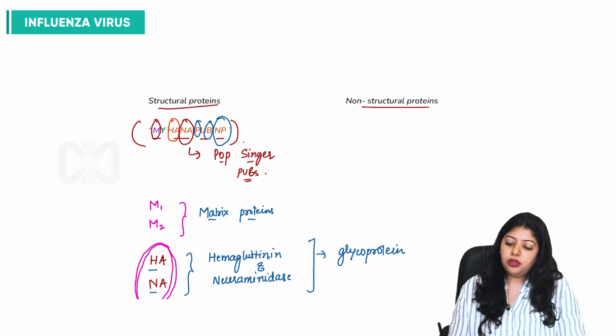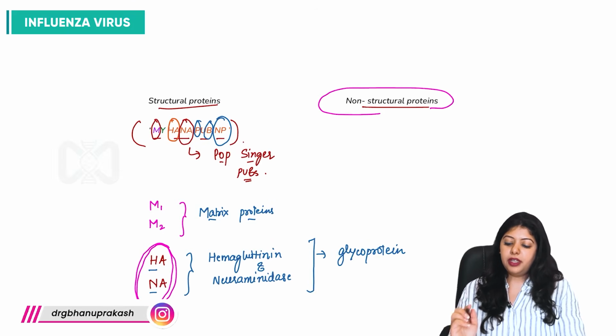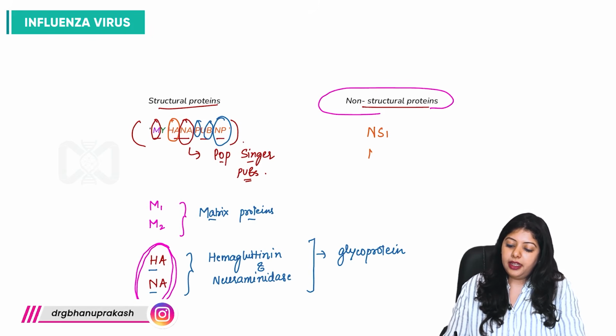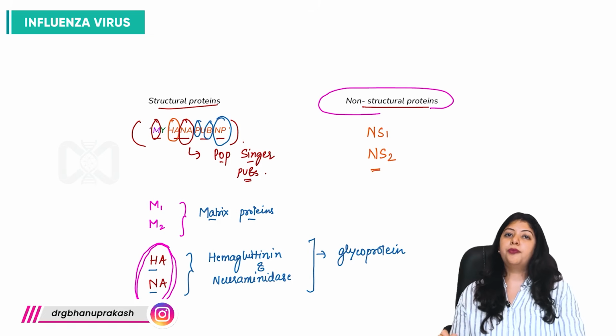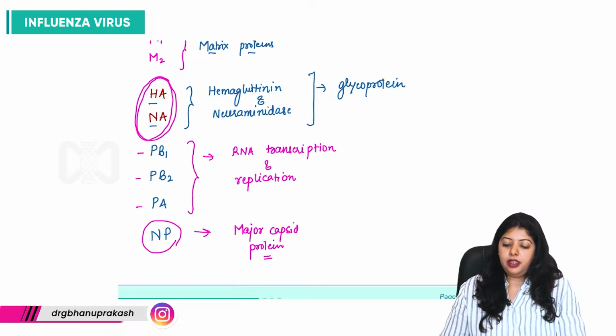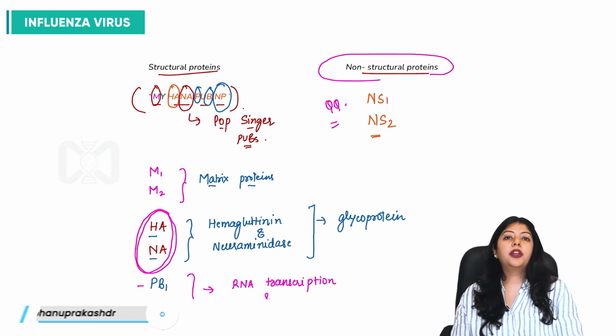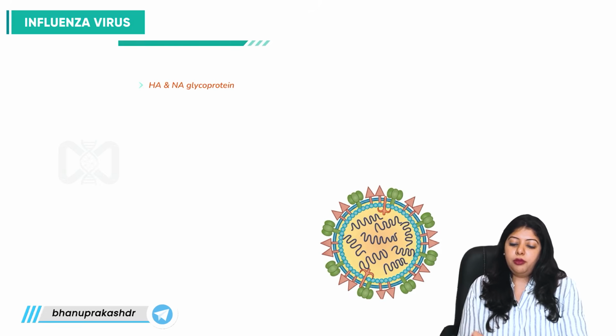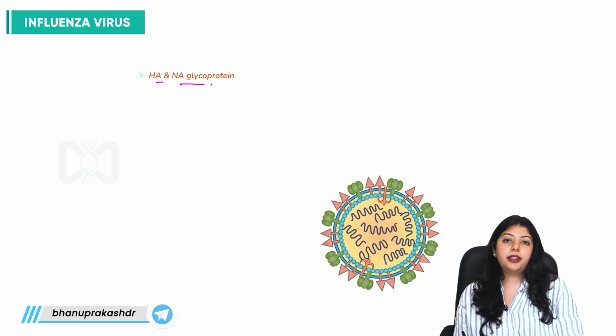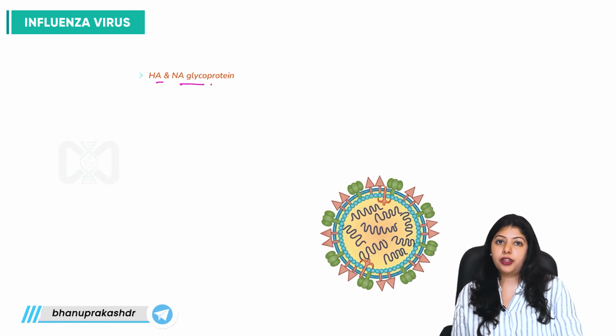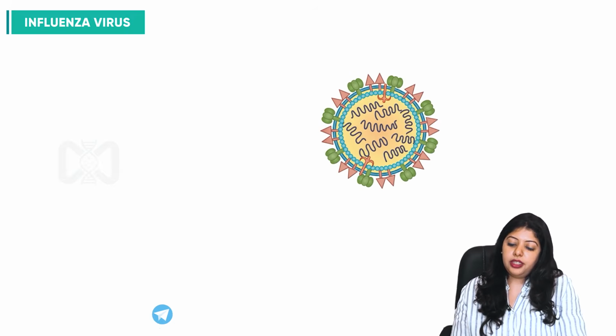Now coming to the non-structural proteins, we have two non-structural proteins, NS1 and NS2, right? So you all need to remember what the structural and non-structural proteins are and what their major functions are. Now moving towards the most important structural proteins, that are the HA and NA glycoproteins. So let's first see the structure.